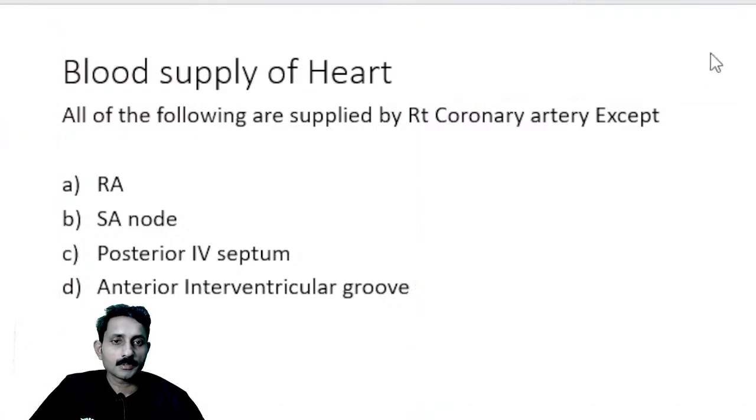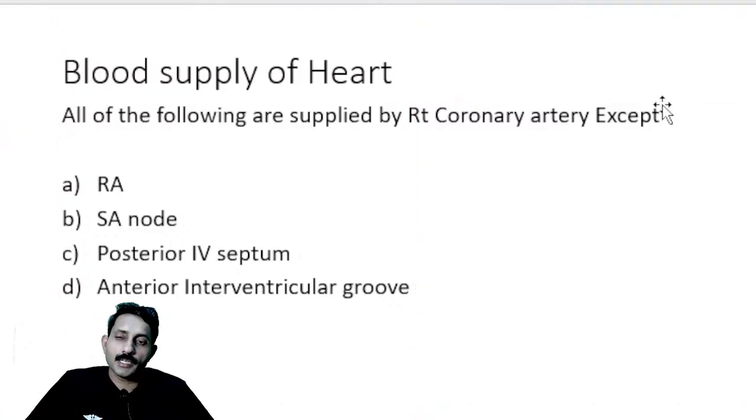One more topic which is commonly repeated in the FMGE exam is the blood supply of the heart. It's a very important topic because myocardial infarction is related to this. What are the structures there? Blood supply of the heart, we'll see a question.